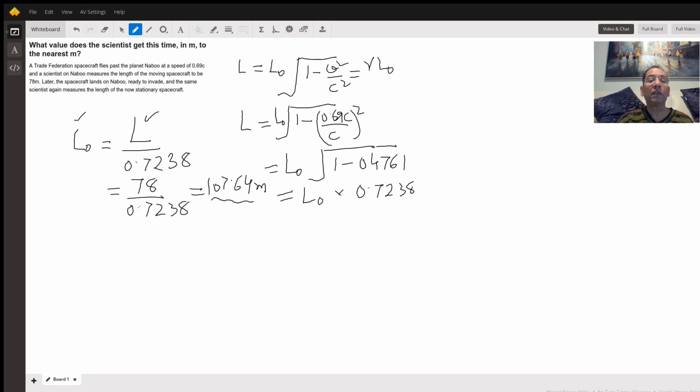So the answer is 107.64 meters, which is the length observed as the rest length.